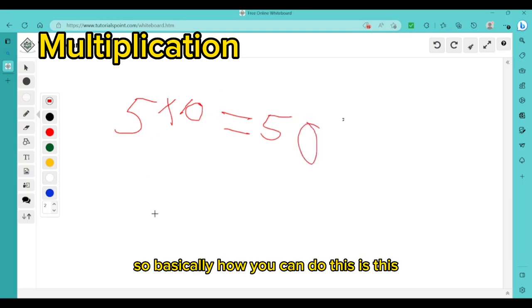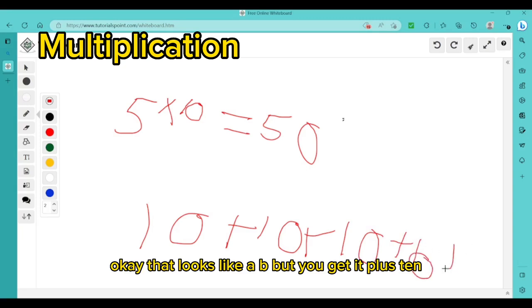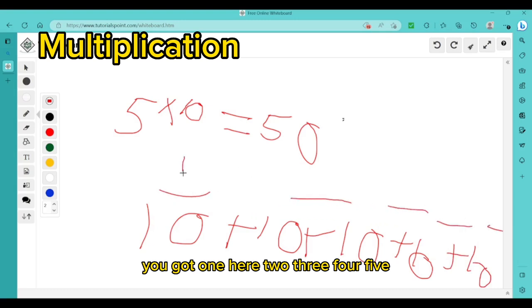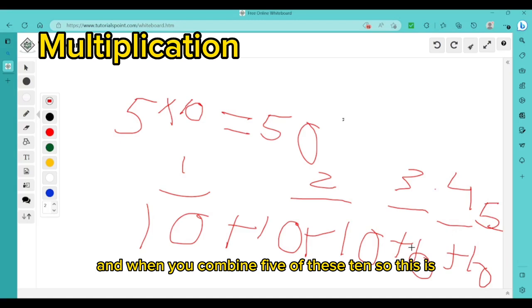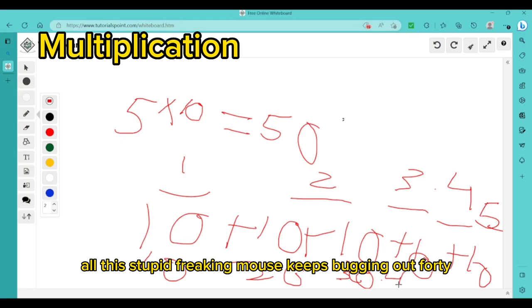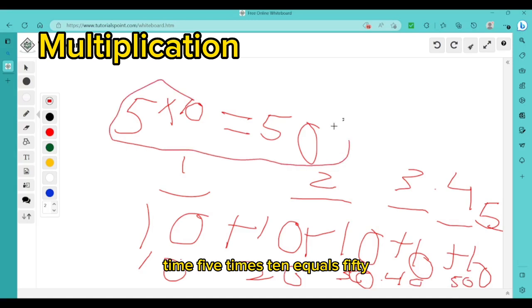Timesing is basically adding. So, how you can do this is just by doing 10 plus 10 plus 10 plus 10. Okay, that looks like a B, but you get it. It's plus 10. Your answer is 1, 2, 3, 4, 5. You got 1 here, 2, 3, 4, 5. And when you combine 5 of these, 10, so this is 10, alright? This right here is 20. Right here is 30. Oh my gosh, this stupid mouse keeps bugging out. 40, and right here is 50. There, your answer is 10 times 5 equals 50.